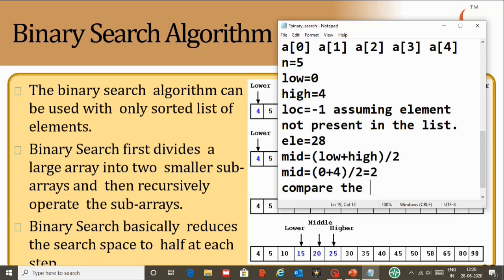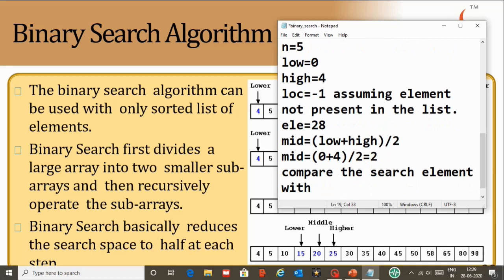Compare the search element with A of mid. See, A of mid is different than mid. Mid is only the index value. A of that index will be the element which is present in that location. When you are writing also, you have to be careful about the difference between A of mid and mid. Mid is just one number. How are you getting it? Low plus high by 2. Whereas A of mid, that is A of 2, is the element which is present there.